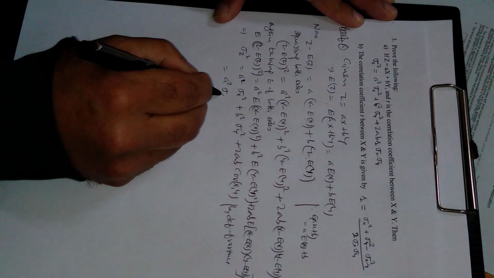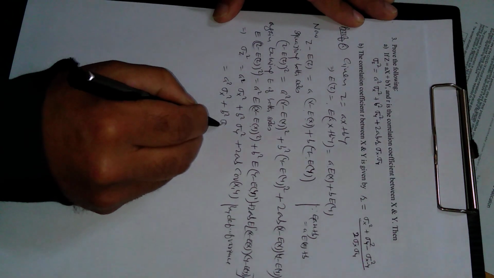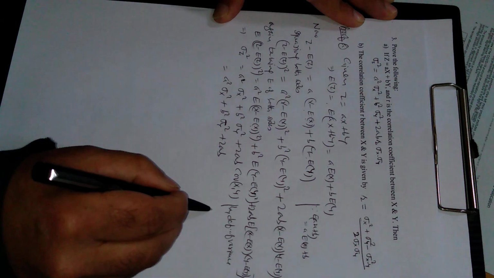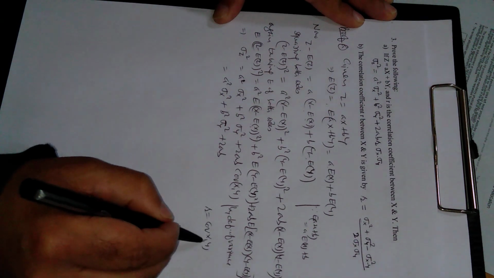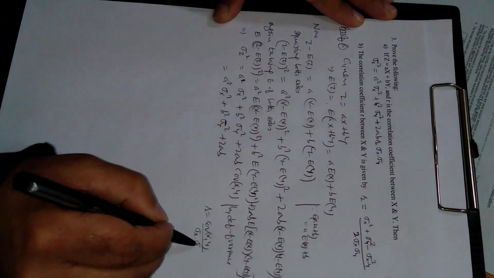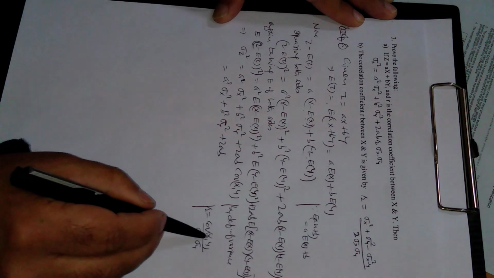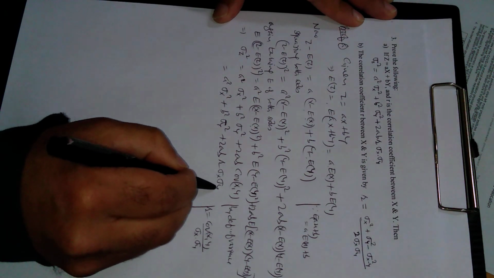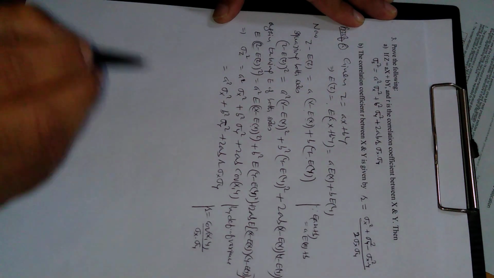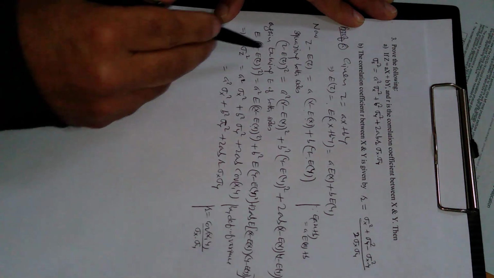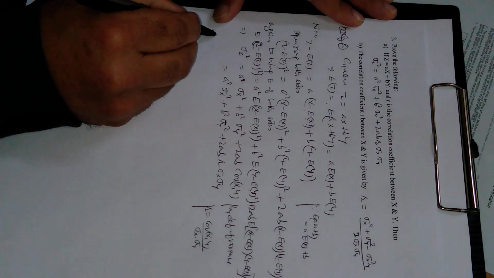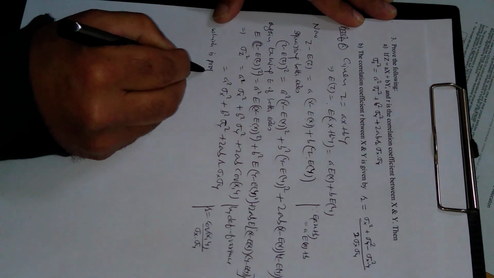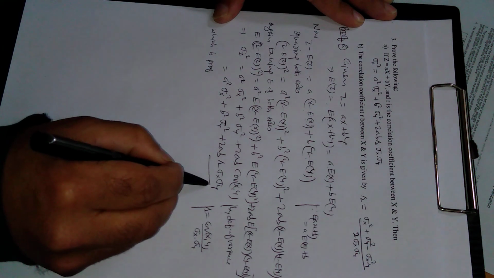which is further equal to a square variance with respect to x, b square variance with respect to y, plus 2ab, since we know this result: r is equal to covariance between x and y divided by standard deviation with respect to x, standard deviation with respect to y. So covariance from here will be r sigma x sigma y. This is what we want to prove. This is the proof of the first part. Let us put this to be equation 1.